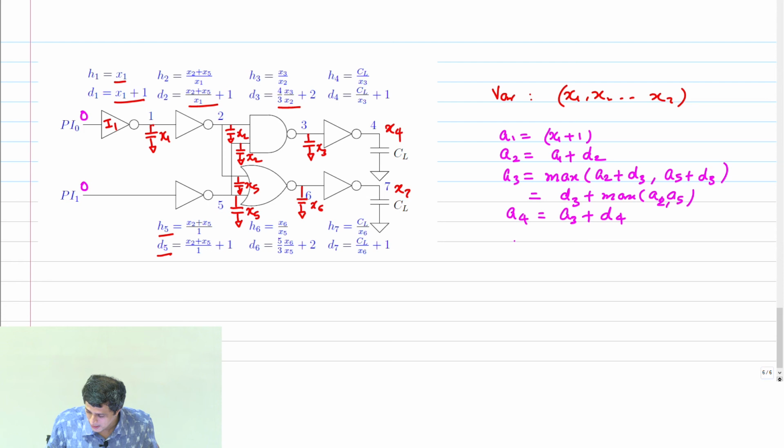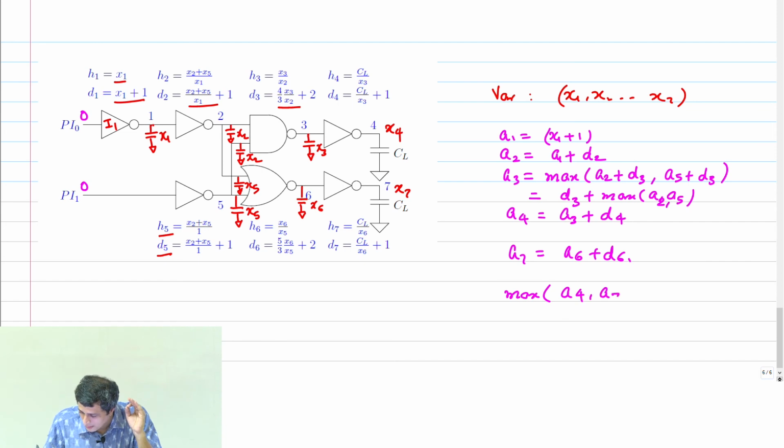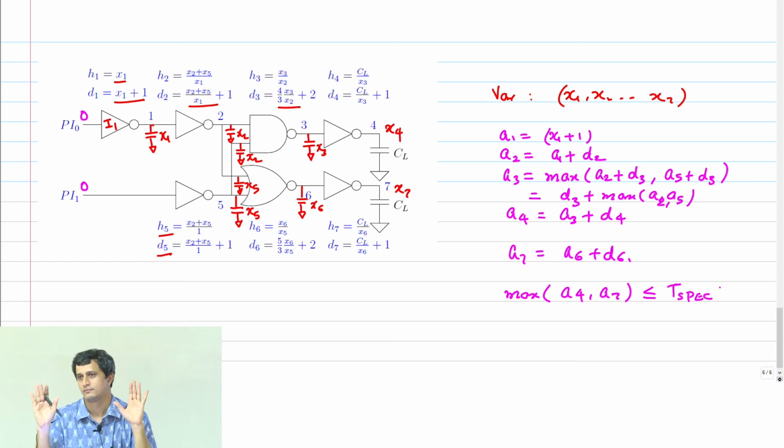So effectively, I have A7 eventually will be what? Arrival time at A6 plus D6. Right? What is the constraint that I have on my circuit? Given a timing spec, max of A4 comma A7 should be less than or equal to T spec. Right? This is what I have to now set up, how I have to set up the optimization problem.